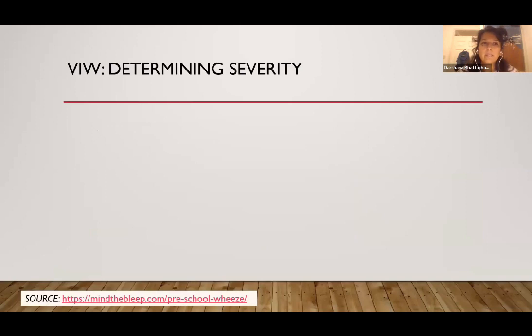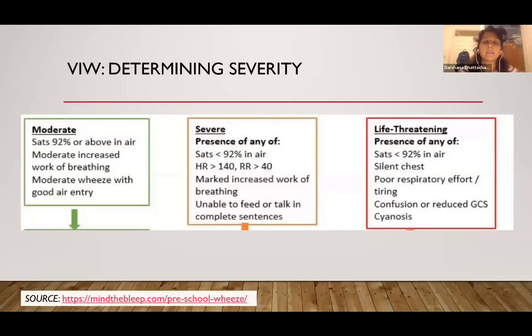So when assessing a child with wheeze, it's always important to determine the severity of their condition. Generally, if a child has good saturations in air and they have moderate increased work of breathing and moderate wheeze with good air entry, then they are safe to be treated outside of hospital. But if they have their parameters outside of the normal range and marked work of breathing, or they are really tiring, becoming cyanosed, then they'd fall into the severe or life-threatening category. So those children will certainly need to be urgently referred to the pediatric team.